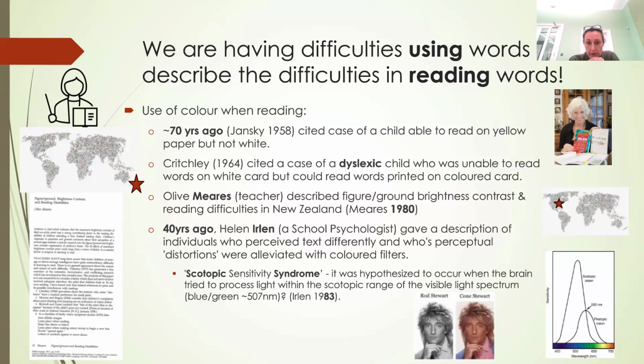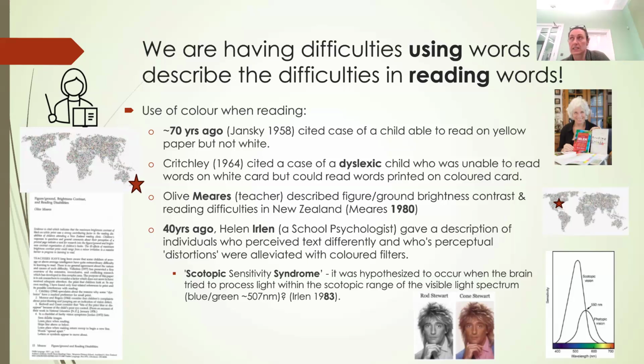And then 40 years ago, a school psychologist in America called Helen Irlen gave a description of individuals who perceive text differently and whose perceptual distortions were alleviated with coloured filters. At the time, Helen Irlen and Olive Mears got together, listed the symptoms and described the condition, and named it scotopic sensitivity syndrome.